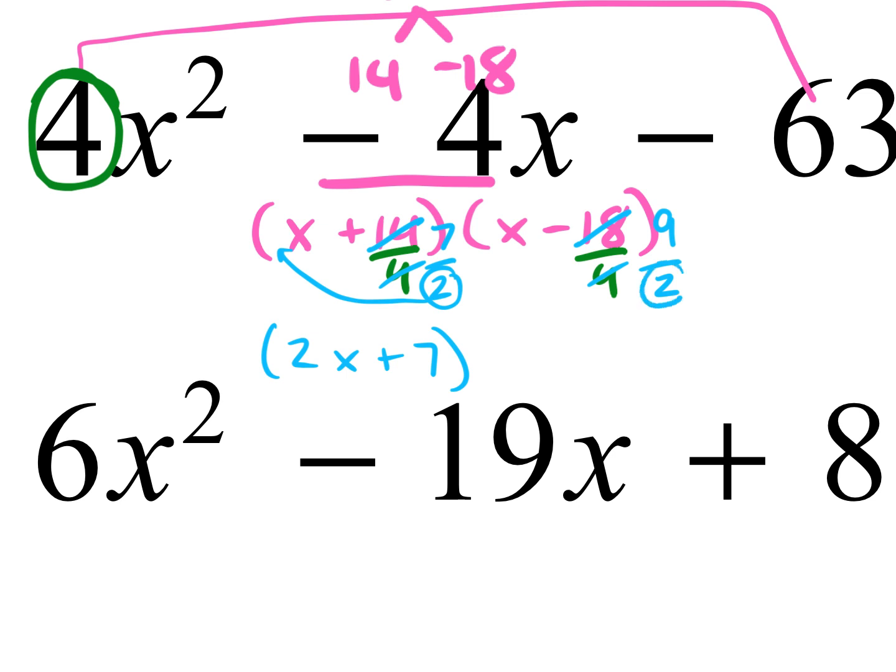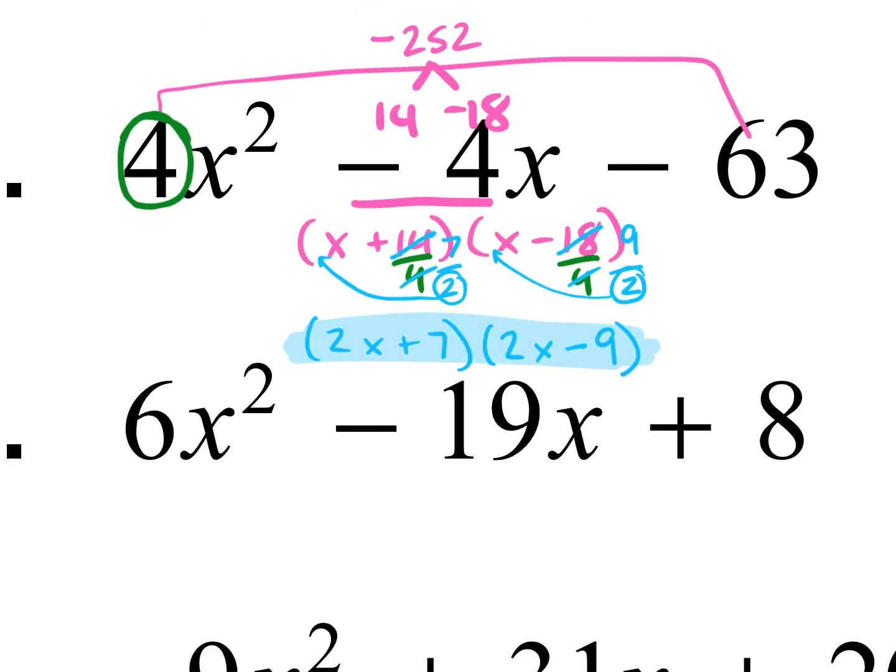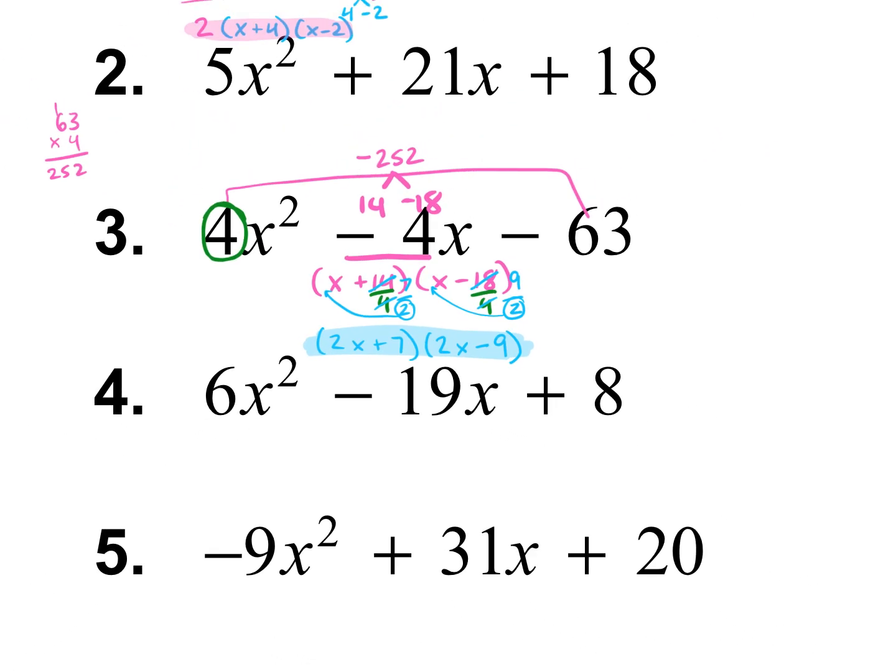What do I do with the denominator? Move it in front of the x. So this would be 2x minus what? What's now on top? 9. So this would be our answer. How would we check our work? You could FOIL it. Any questions there?